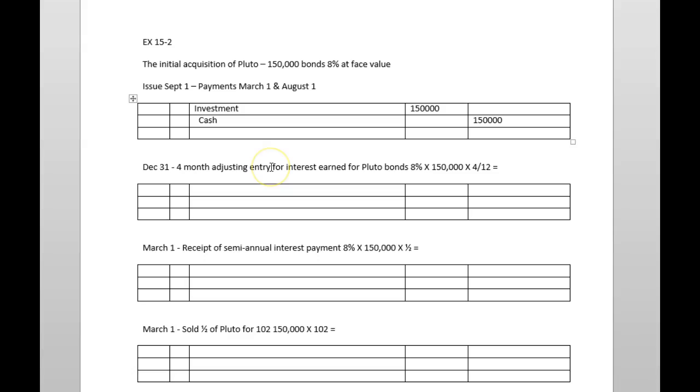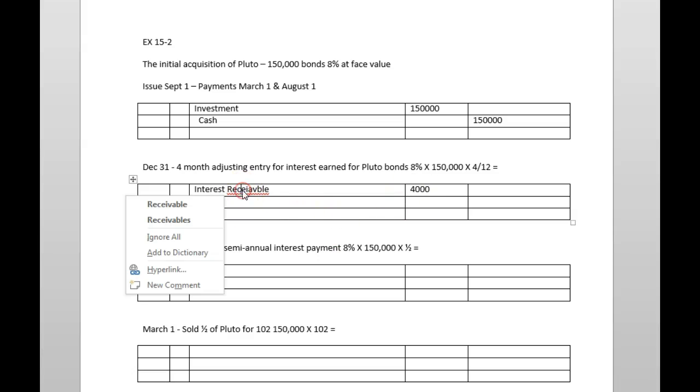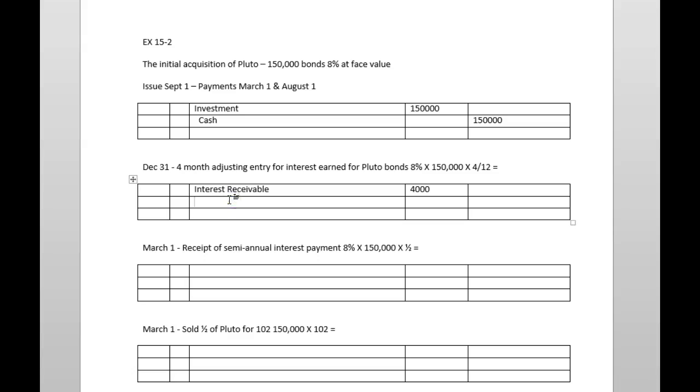And then after 4 months, you need to do an adjusting entry for the interest earned on that bond, which is $150,000 times 8% times 4/12. The adjusting entry is going to say interest receivable, right? Because it's going to be paid to us, for the amount of $4,000. Haven't received it yet, but we will receive it in 2 months. And then this becomes interest revenue for $4,000.